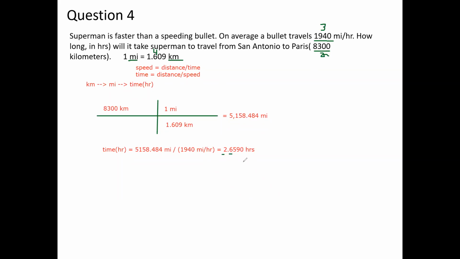So 2, 6, after the 6 is greater than 5, so this will be rounded to 2.7 hours. So that's how long it takes Superman to go from San Antonio to Paris.